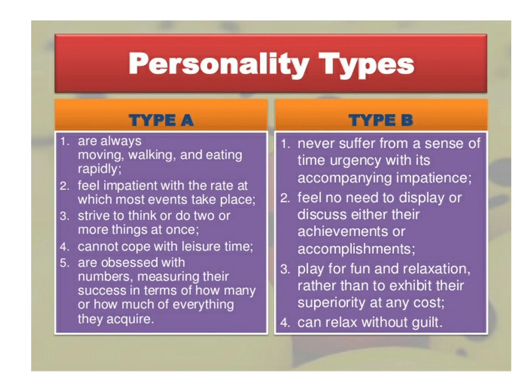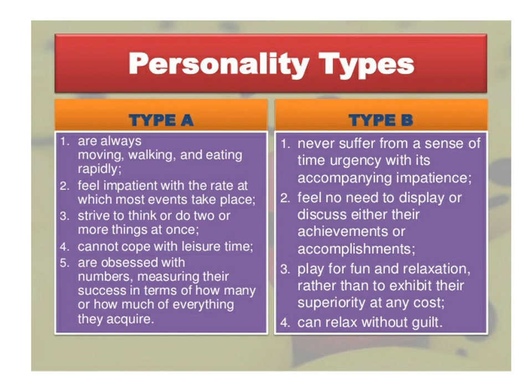Type A people are highly competitive, self-critical, and they continually strive for goals without paying much attention to efforts and accomplishments. You can see in this slide, they're always walking and eating rapidly. They feel impatient with the rate at which most events take place. They strive to think or do more things at once. They cannot cope with leisure time. They're obsessed with numbers, measuring their success in terms of how many or how much of everything they acquire.